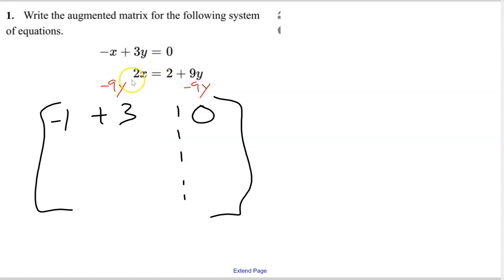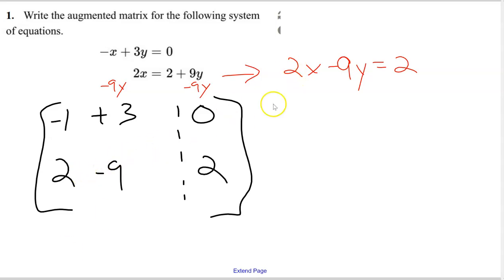Now, once you have that, you still want to line it up in ax plus by equals c. So the first term is going to be 2x. Notice that's the x term here. Then minus 9y, or that negative 9y, and then equal to the constant 2. Alright, now once I have that, all I gotta do is just write these numbers in. The 2, the -9, and the constant 2. That's it. That's all I have to do on that.